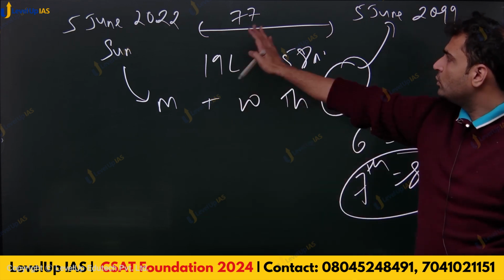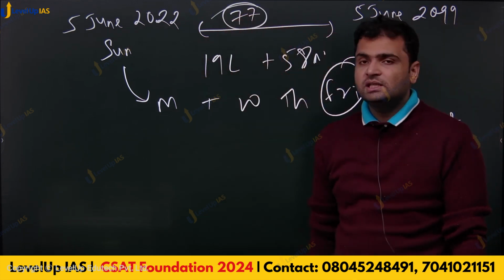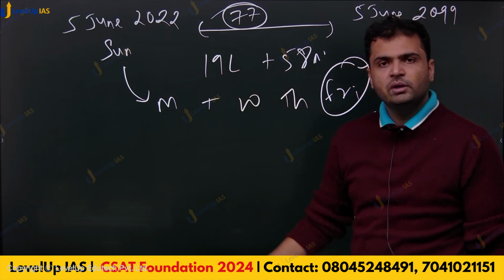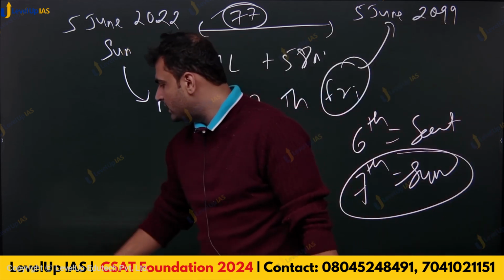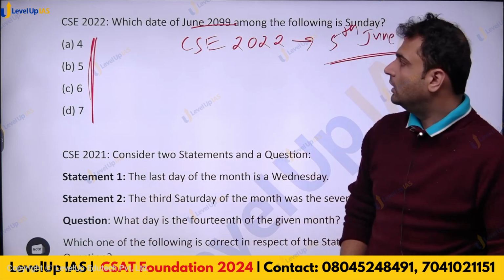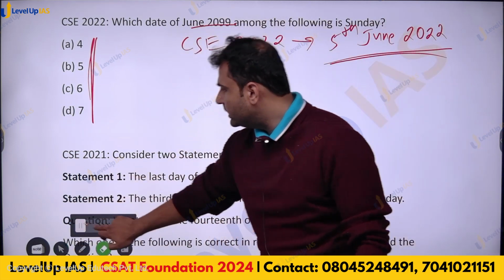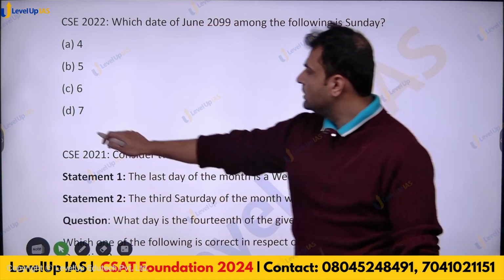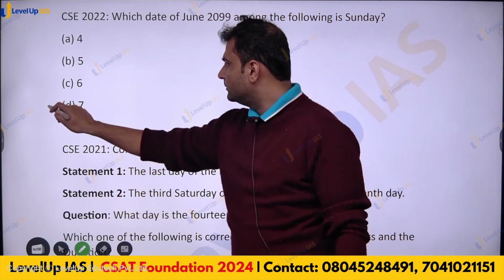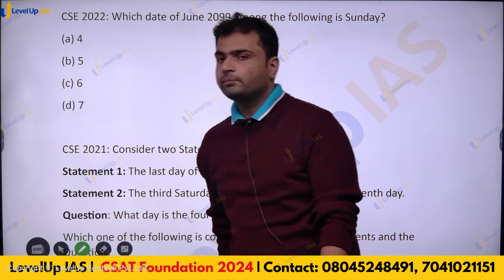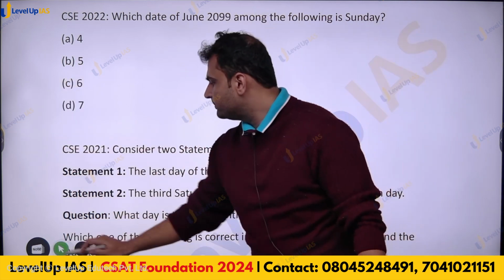The only thing we have to see is out of these 77 years, how many are leap and how many are non-leap, and accordingly we have to calculate extra days, divide by 7 to find out cumulative extra days. So answer here is D, 7 extra days. Next question, let us see.